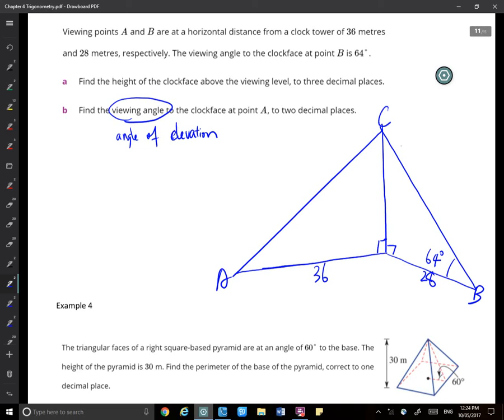Does that make sense? You know the distances, and because the clock tower is straight and perpendicular to the whole base, any line connecting the bottom of the clock tower to my feet will be perpendicular to the clock tower. So we have right angles here and here. Let's give D here. Point A is standing 36 away, and B is standing 28 away, and we all look at that. We know the angle of elevation for B is 64.